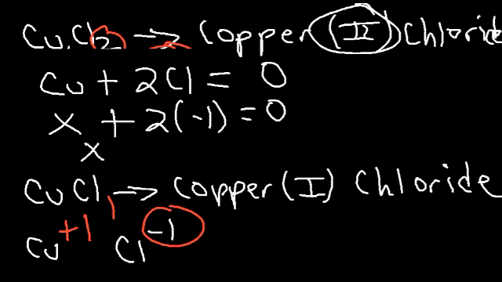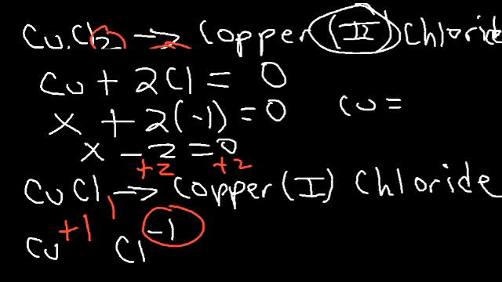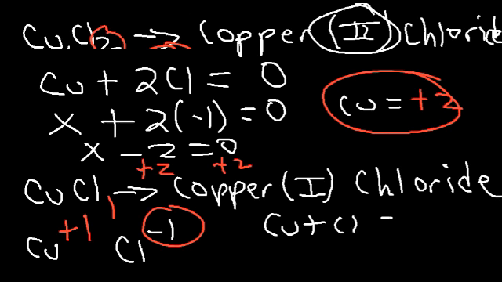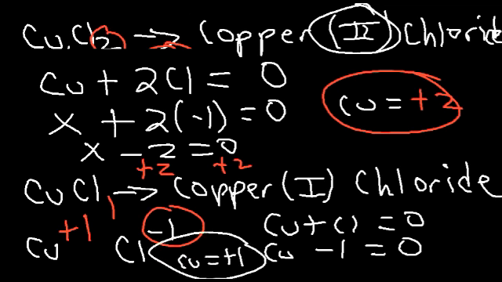So 2 times -1 is -2. To solve for X, we need to add 2 to both sides. So therefore X, or copper, has an oxidation state or a charge of +2. So that's how you can find it. For the other example, it's going to be Cu plus Cl, which equals 0. So Cl is -1. If you add 1 to both sides, you'll see that copper is equal to +1. So it's copper 1 chloride.